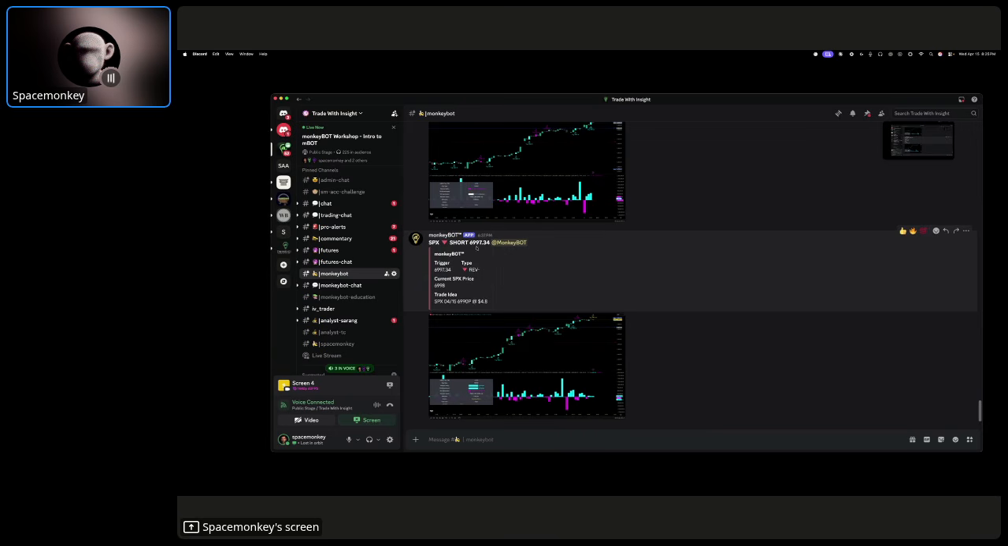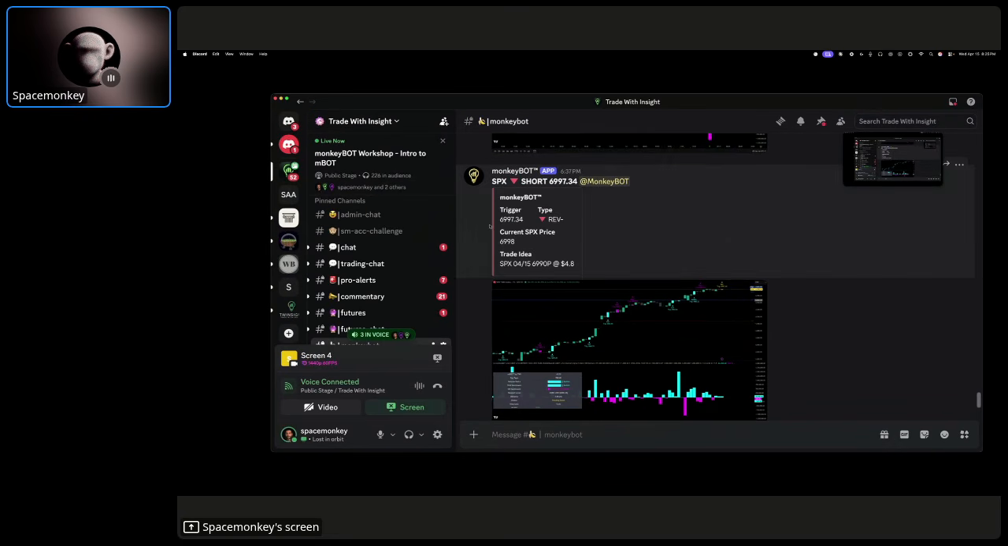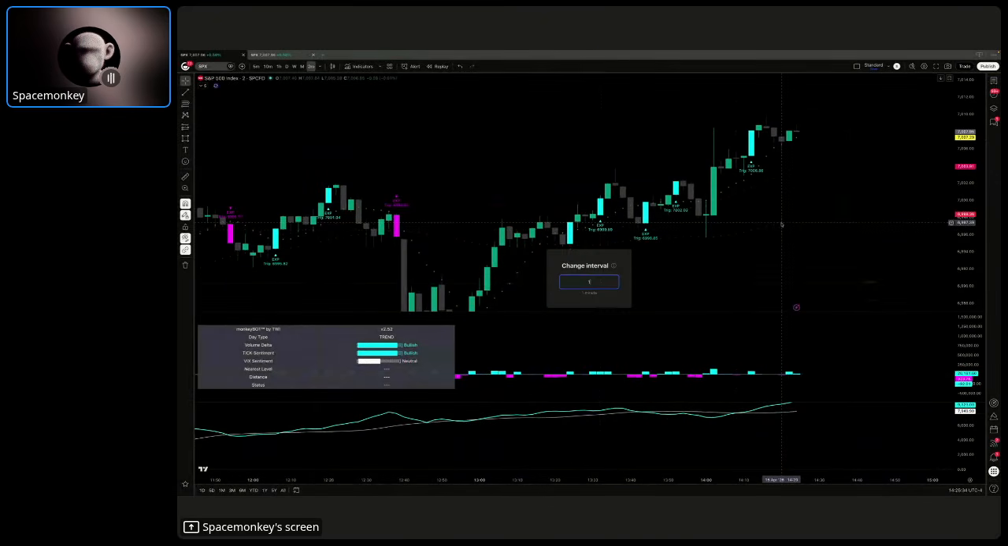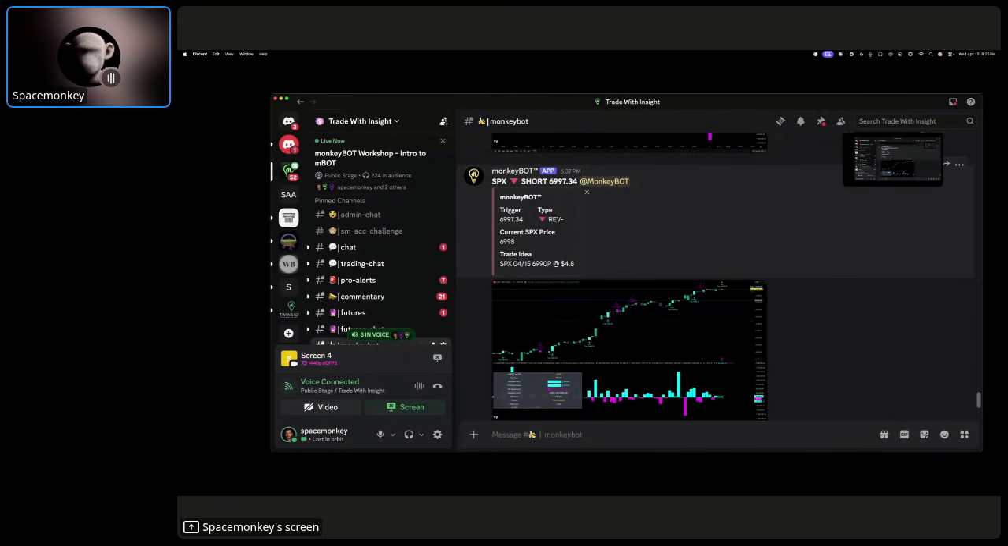You have the SPX short with the arrow down, and it tells you the price. Within this system, it gives you a few different variables to look at, and these are derived from the actual indicator, the 15-minute indicator. It gives you the trigger. The trigger is the price at which the indicator found all the different variables lining up in such a way that it triggers a long or a short. And it gives you the exact price of it.